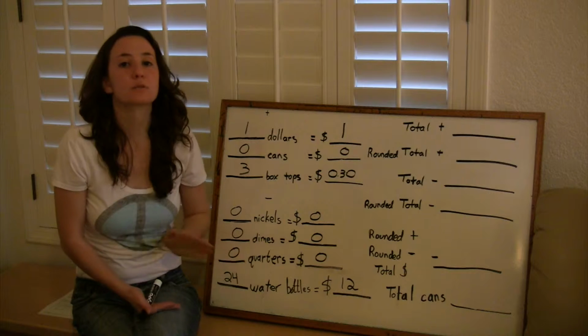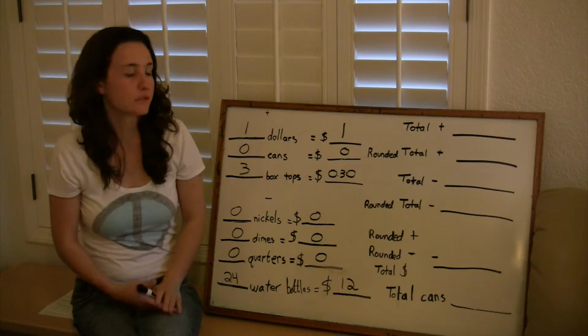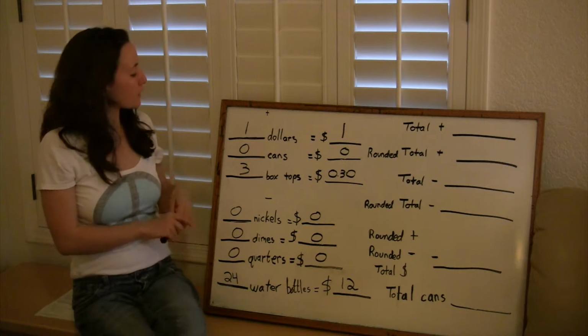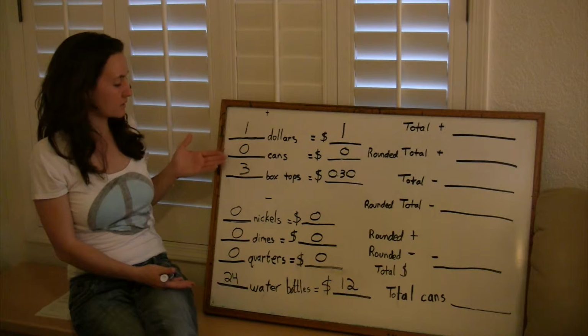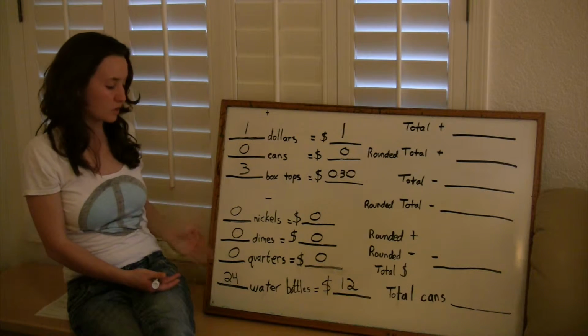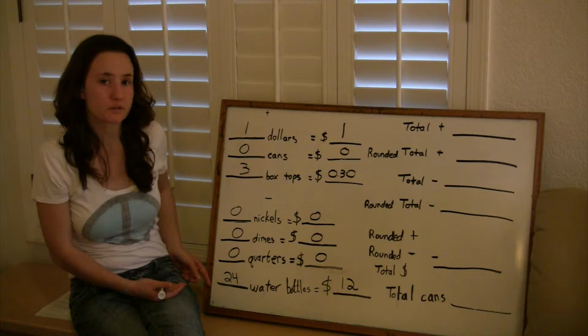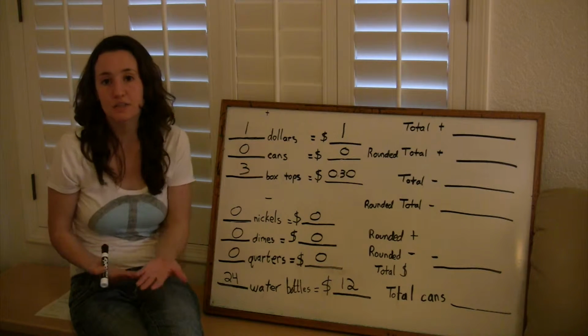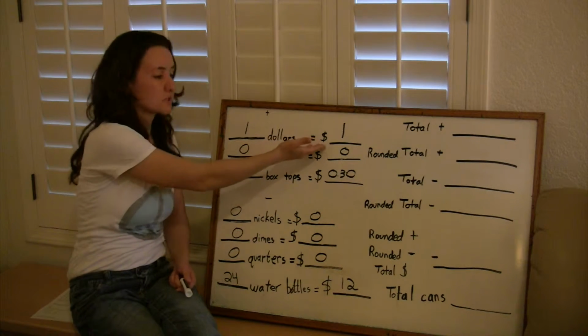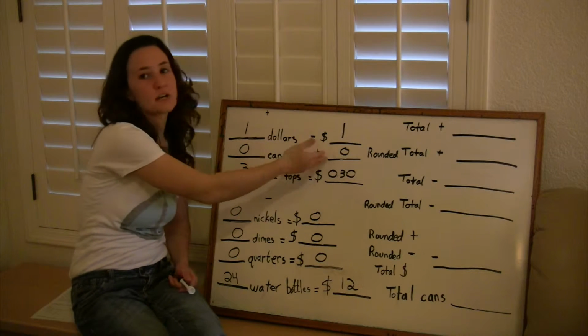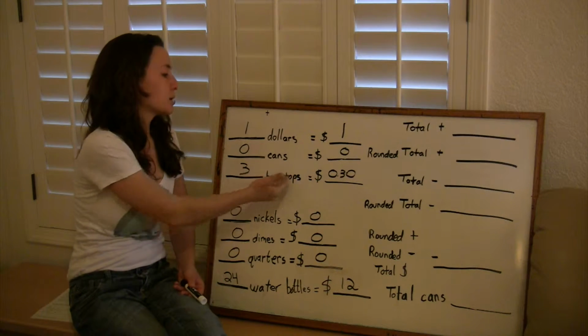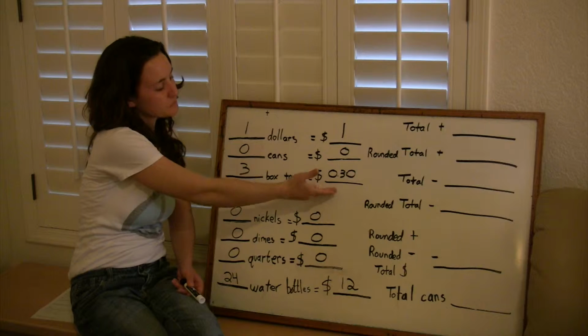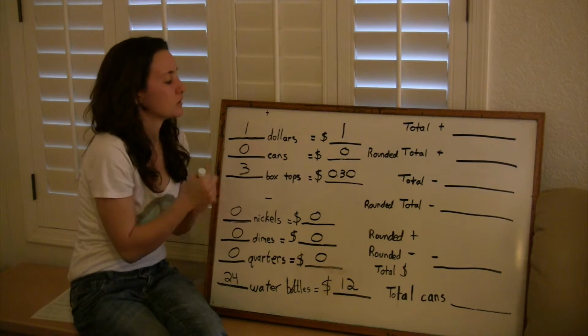Okay, so now I'm going to do a little bit more complex example. So in this example, we have $1, 0 cans, 3 box tops, no coins, and 24 water bottles. When we calculate that to money, the dollar stays $1, 0 cans is $0, and 3 box tops is 30 cents. Making our positive total $1.30.